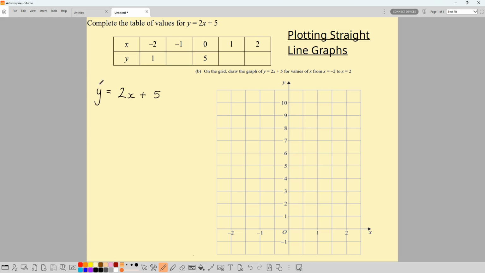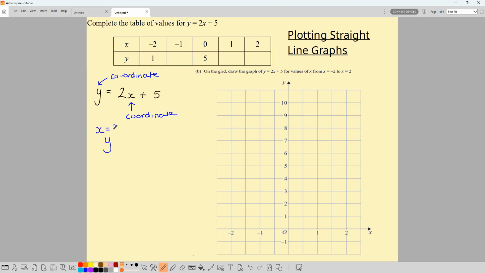The x and the y stand for the coordinates. So that's the y coordinate, and to get to the y coordinate, it is equal to 2 lots of the x coordinate, 2 times the x coordinate, and then we add 5 to it. So if x is 2, we need to do 2 times 2 plus 5 to get to our y coordinate.